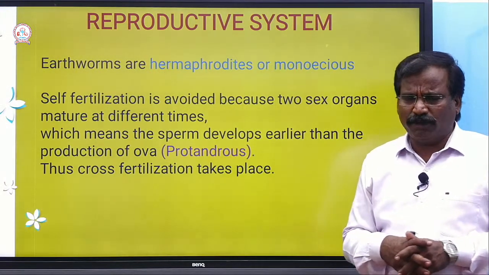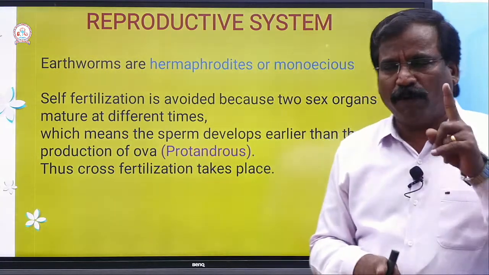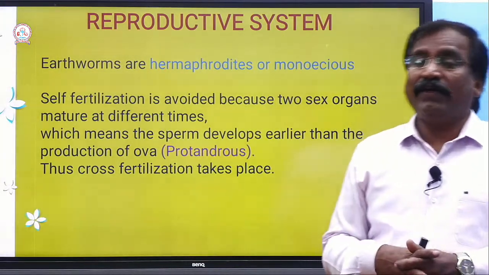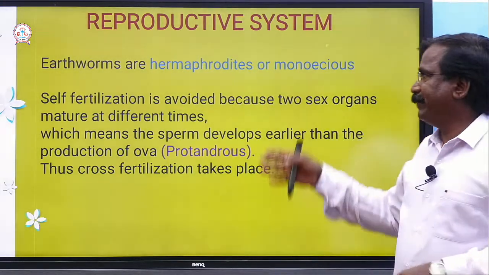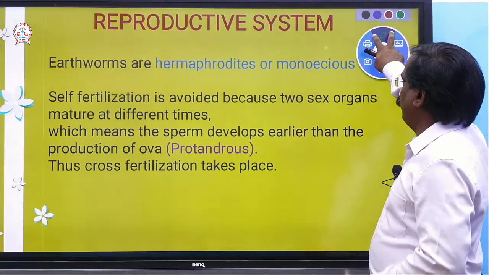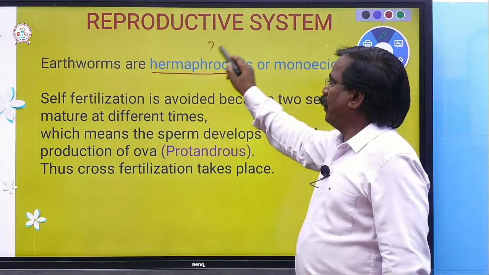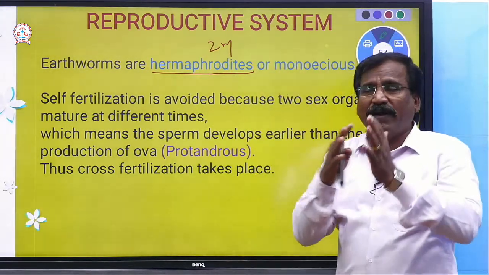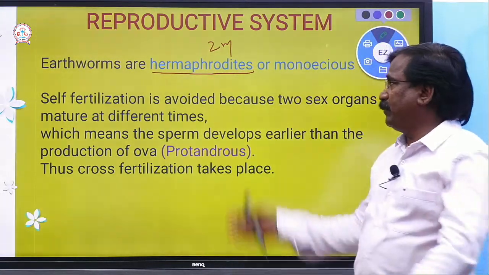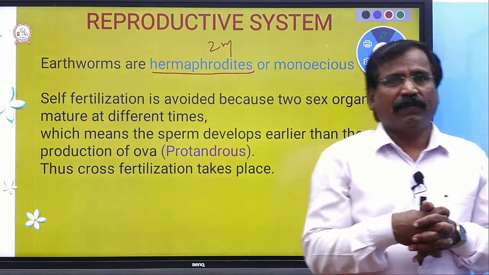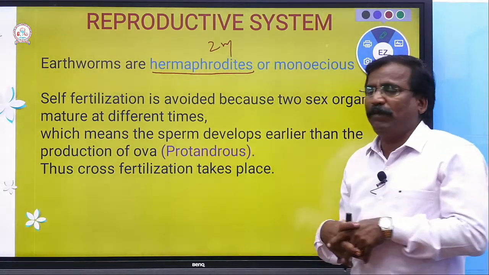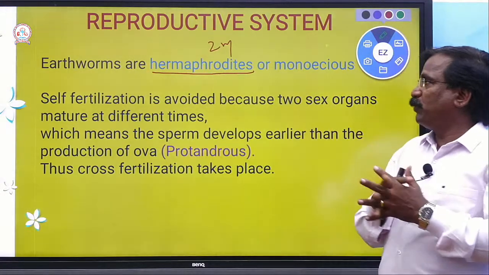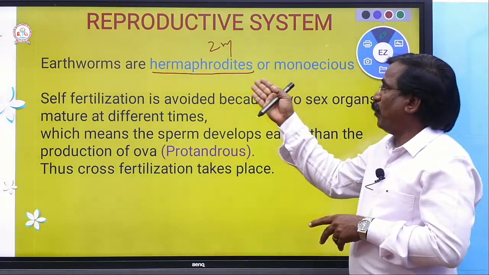Listen, first of all, in the earthworm it is a sexual type of reproduction, and all earthworms are hermaphrodite, that is, monoecious. What is hermaphrodite? It is an important 2 marks question, most frequently asked. Hermaphrodite means bisexual. That means both male and female reproductive structures are seen in one individual. An earthworm that contains both is called hermaphrodite or monoecious.